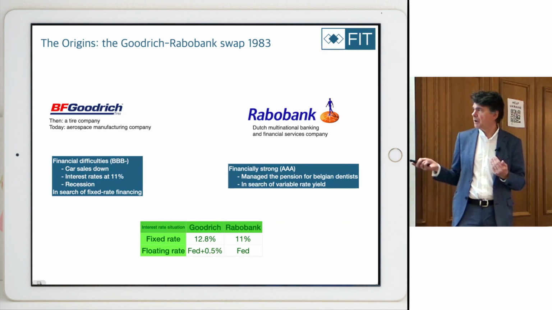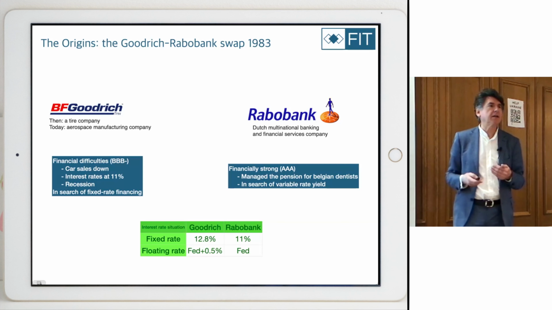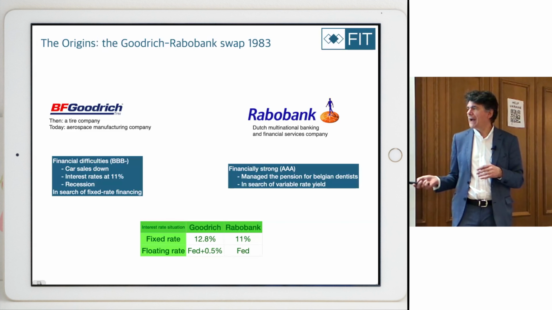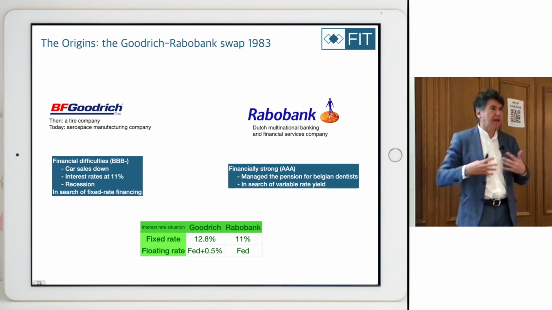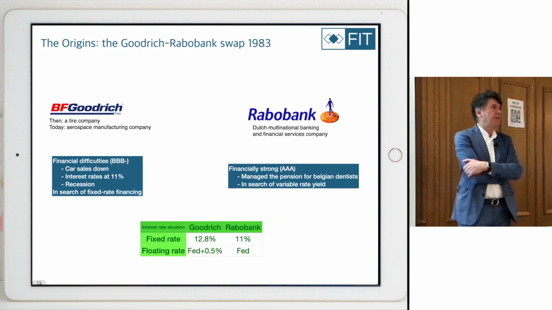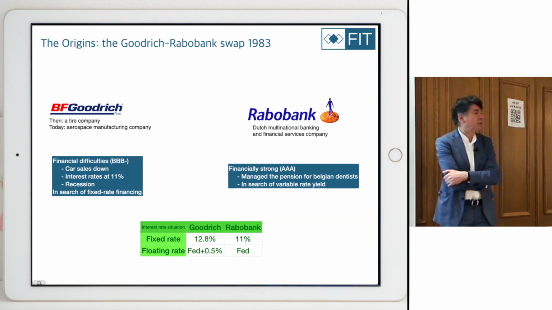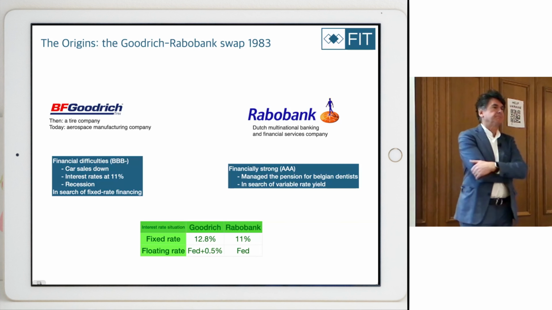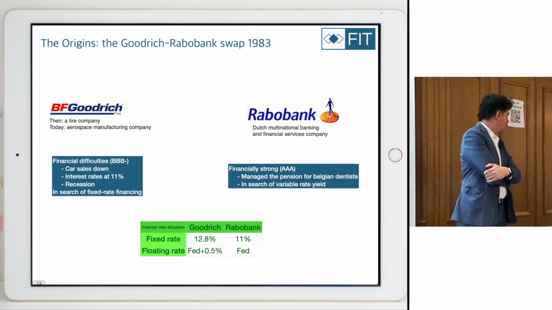And Rabobank didn't care. They have such good credit rating that it didn't matter. I'm not going to get into why that's the case. I'm just going to accept it. Again, this is not a course in finance. It's a course in quantitative finance. So I'm going to just accept that, right? So I think that's why the interesting part of this example is in Goodrich, not on the Rabobank side. So if you're Goodrich, what happens there?